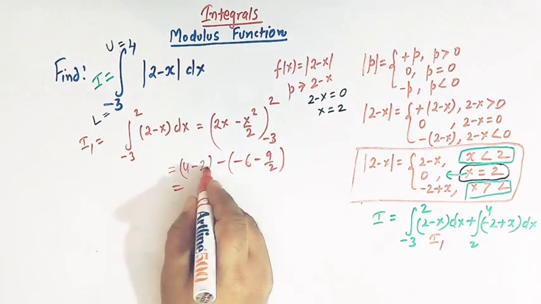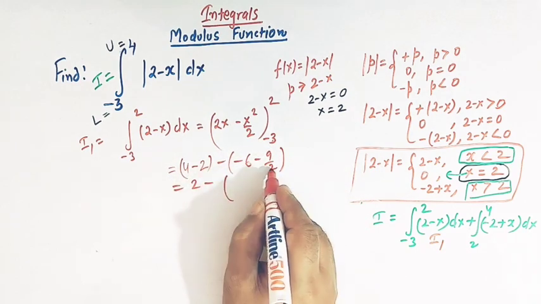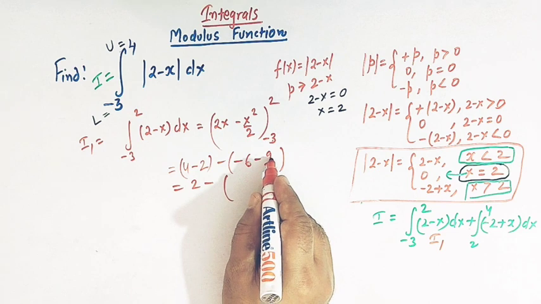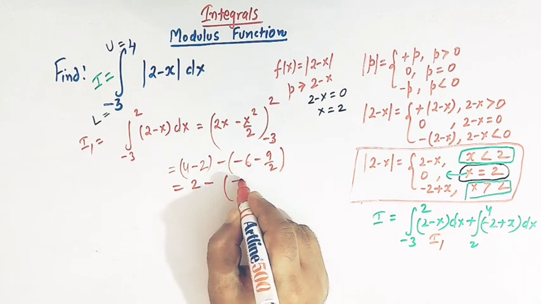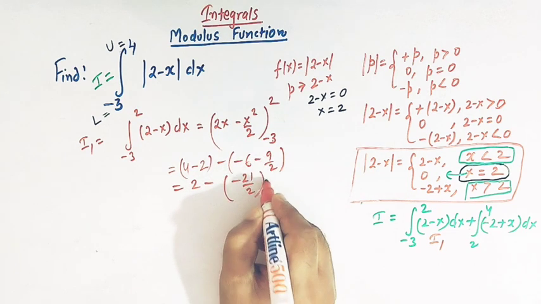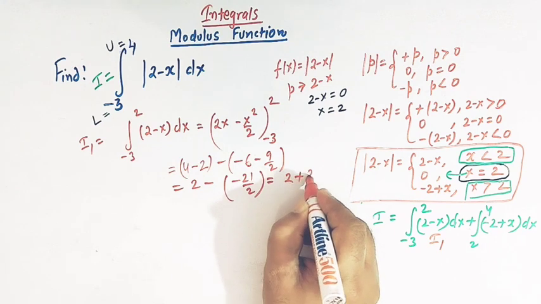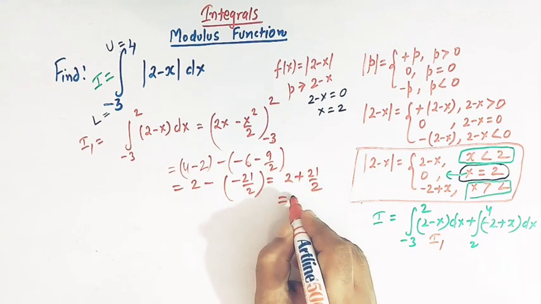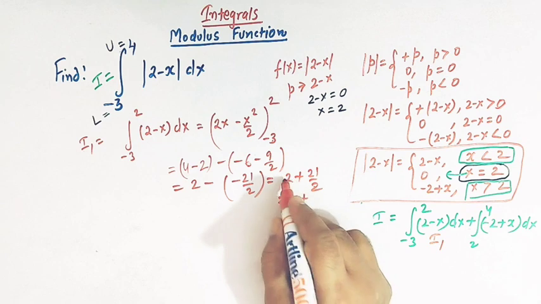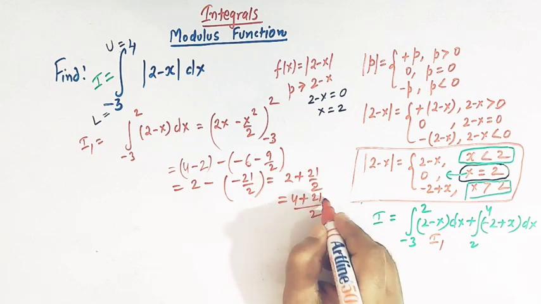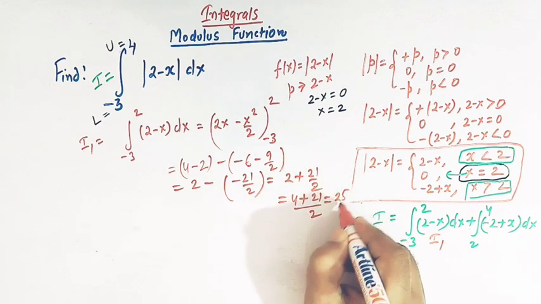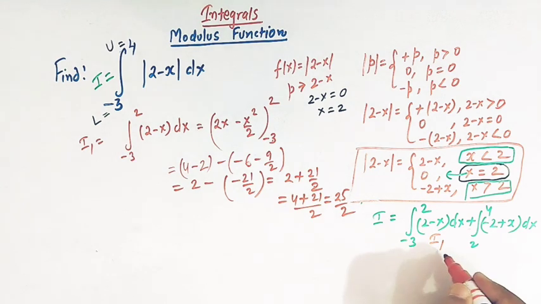So this is 4 minus 2, which is 2. This is 2 sixes are 12. 12 minus 9, minus 12 minus 9 is minus 21 over 2. So this is 2 plus 21 over 2, that is 4 plus 21 over 2. So this is 25 over 2. So the value of I1 is 25 over 2.